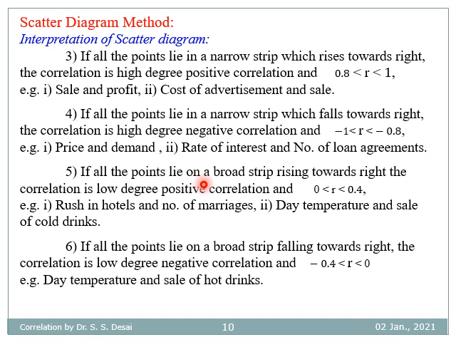Next, if all the points lie on a broad strip rising towards the right, the correlation is low degree correlation or weak correlation, and in this case r lies between 0 and 0.4. For example, rush in hotels and number of marriages, day temperature and sale of cold drinks. Now, if all the points lie on a broad strip which falls towards the right, then the correlation is low, that is weak negative correlation, and in this case -0.4 is less than r, which is less than 0. For example, day temperature and sale of hot drinks.